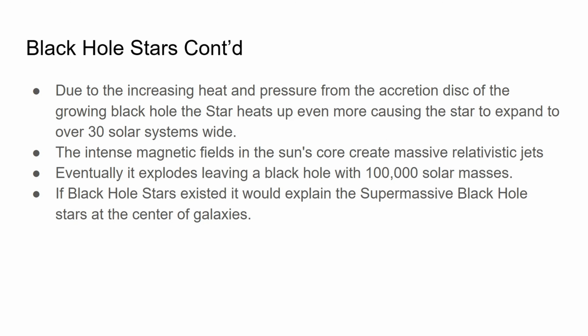Then, due to the size and mass of the black hole, the accretion disk becomes even hotter than it previously was, which heats up the star, causing it to expand even more, up to over 30 solar systems wide. At this point, it's on its last breath. The magnetic field would be so intense in the star's core that it would create unbelievably massive relativistic jets, and the star would explode, leaving a black hole with about 100,000 solar masses.